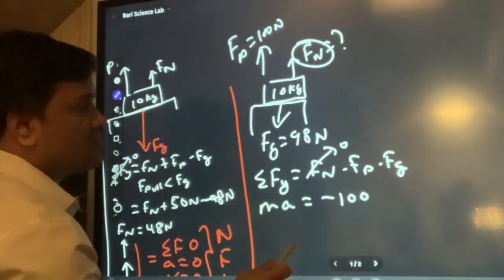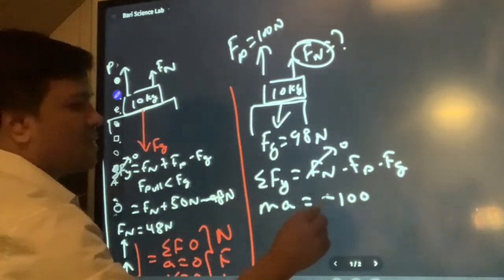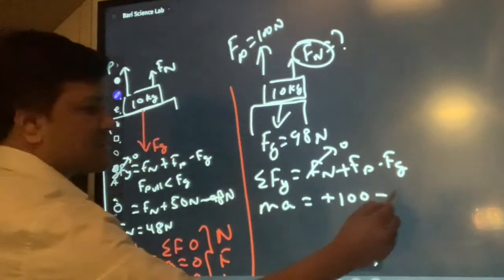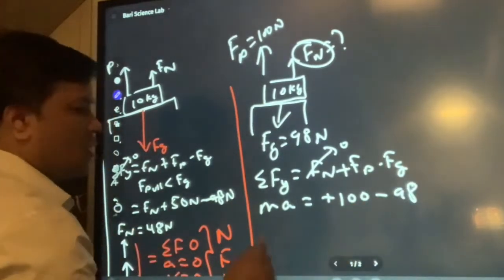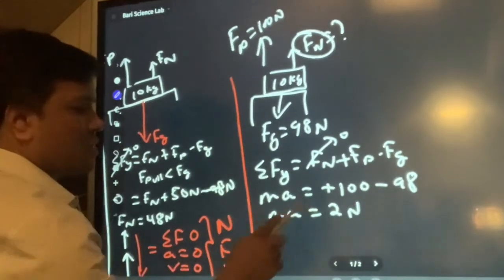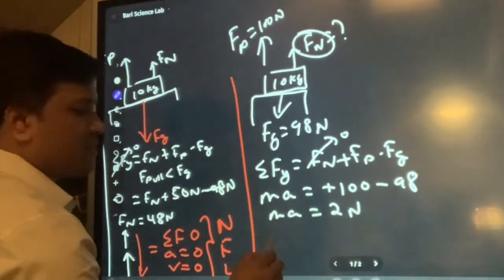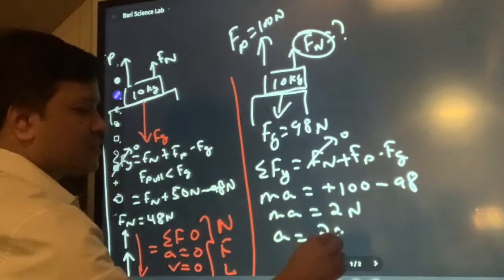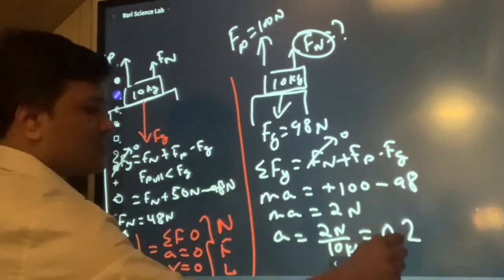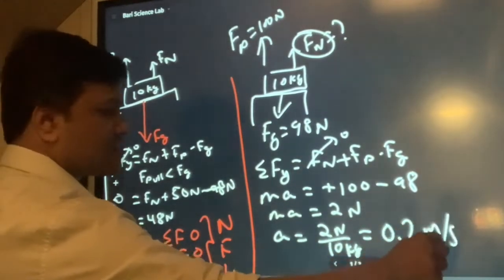This is positive 100 because the pulling force is always positive. This is positive, minus 98. So ma is 2 Newton. The mass is 10 kilogram. So acceleration is 2 Newton over 10 kilogram. So then acceleration is 0.2 meter per second squared.